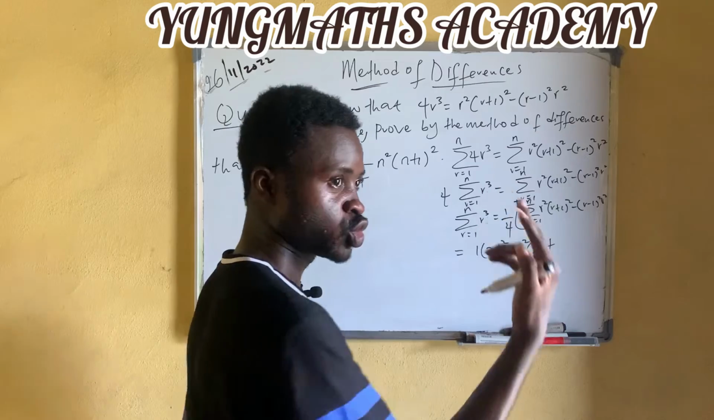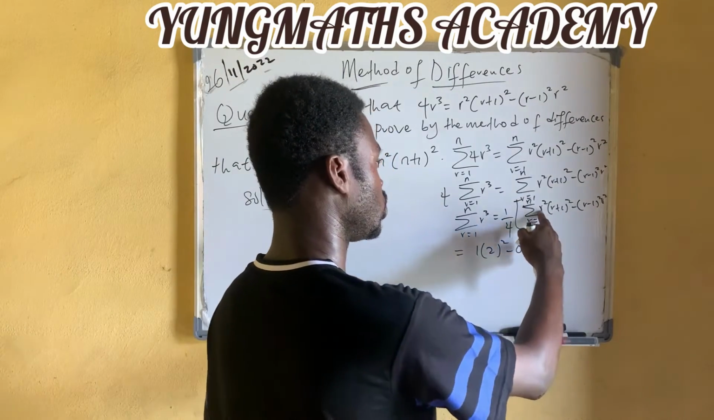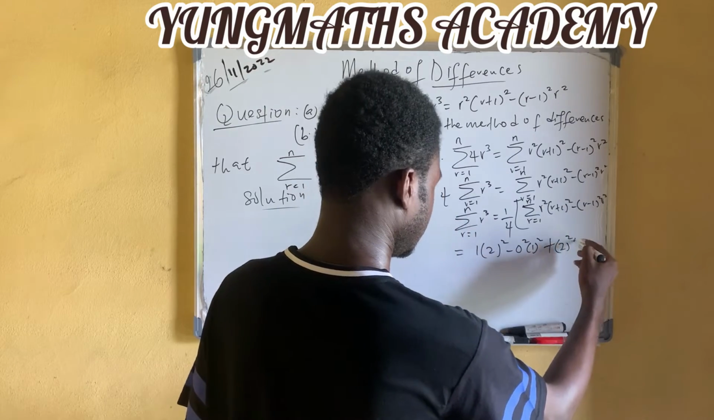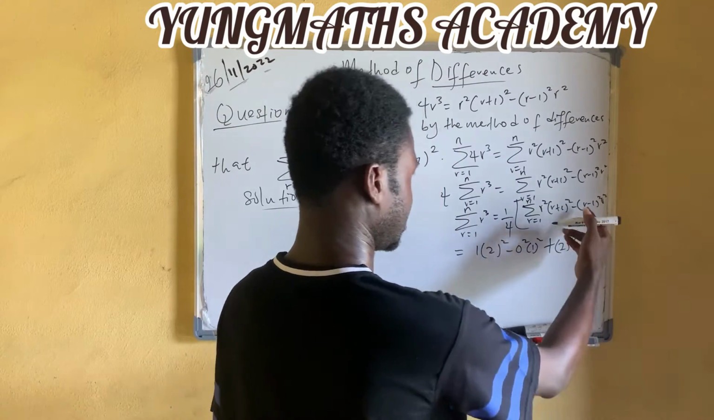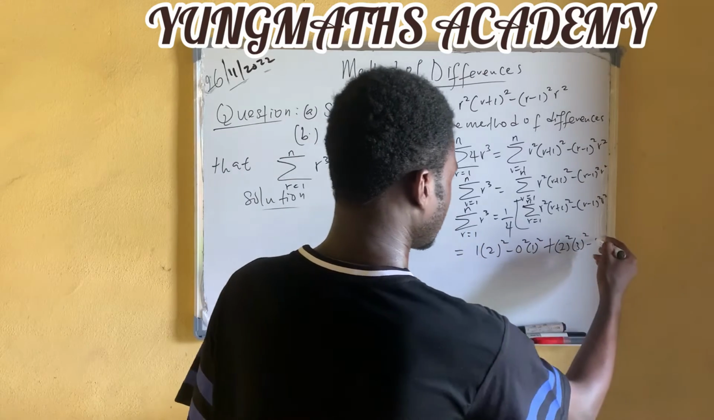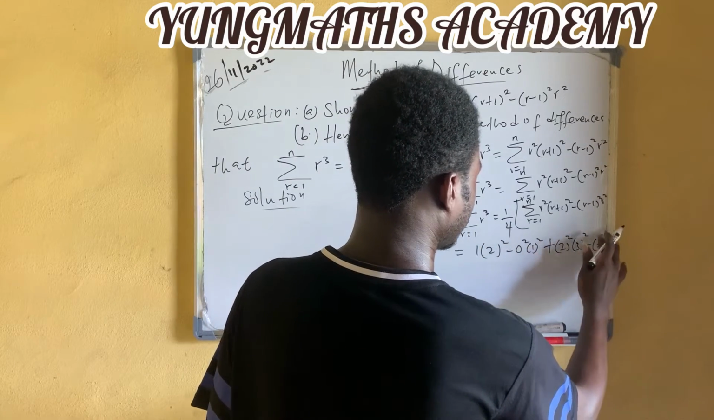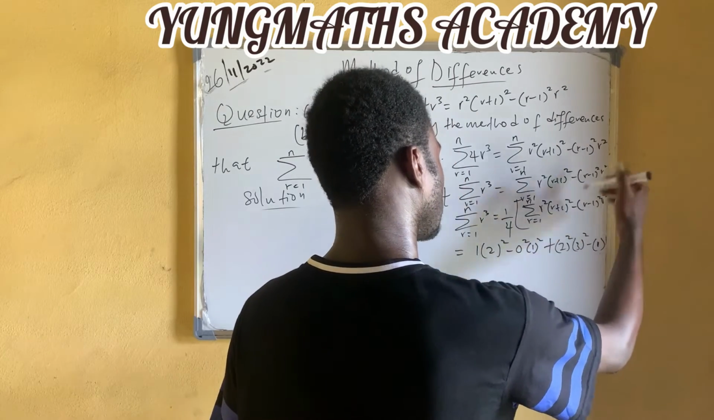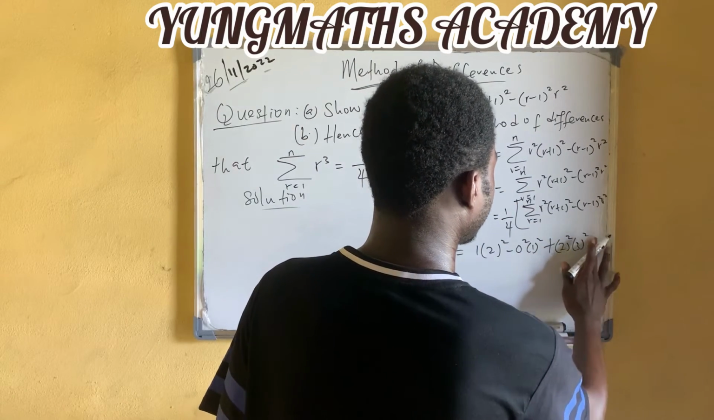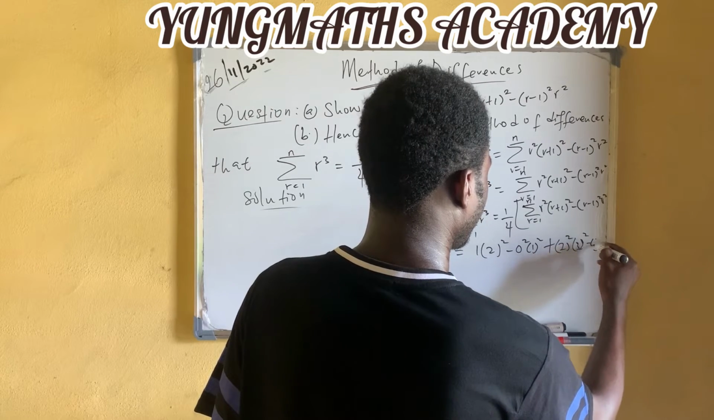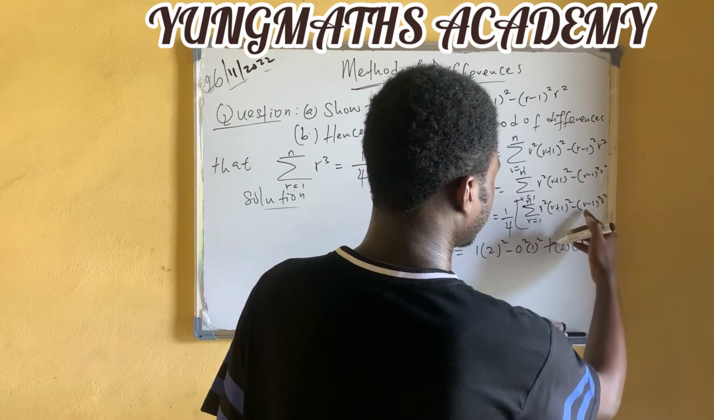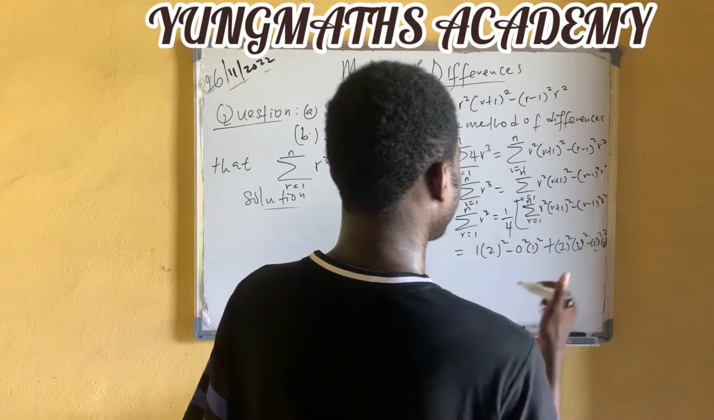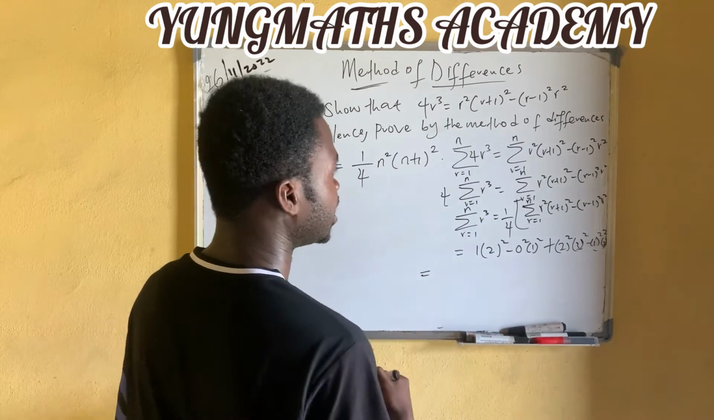When r is now 2, I'll put 2 here. So I have 2 squared, 2 plus 1 is 3, so I have 3 squared, minus, when r is 2, I have 2 minus 1, which is 1. So 1 squared, then 2 squared here. Okay, so the next thing, I'll also put 3.